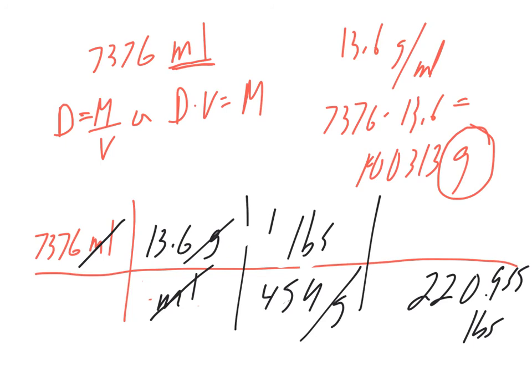And if you look back to the original piece of information, I believe I gave you the density, which had 3 places of accuracy. And I believe the diameter also had 3 places of accuracy. So my answer should have 3 places of accuracy. So this basketball is going to weigh 221 pounds. That's a heavy basketball.